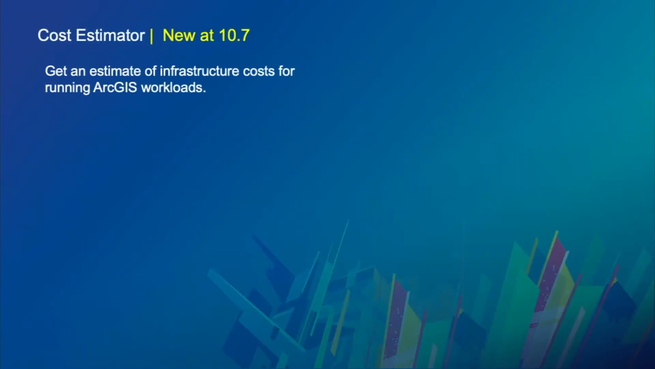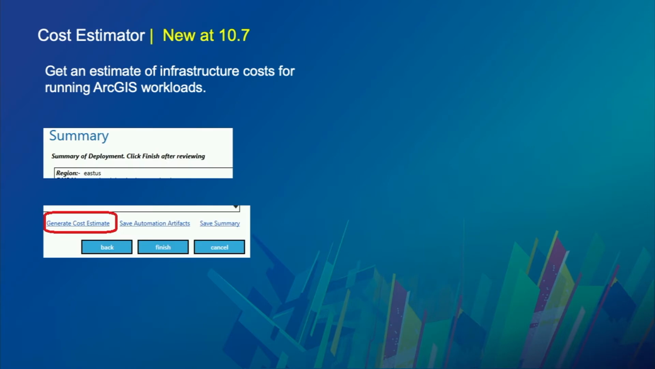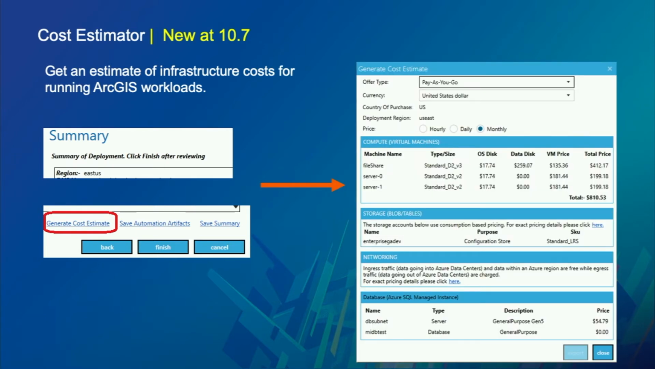The next one, as I mentioned, is a feature request we've had from the first release of Cloud Builder, which is users have asked for the ability to get an estimate of their infrastructure costs for running their ArcGIS workloads. So we listened and we delivered on that. On the summary page of Cloud Builder, before you hit the finish button and start deploy, there's a generate cost estimate button, and clicking that will launch a dialog. It'll calculate the cost of your virtual machines, your disks, etc., and any database costs that you might have.